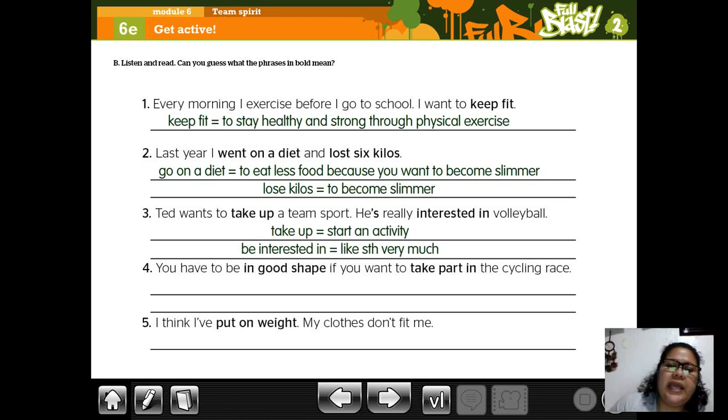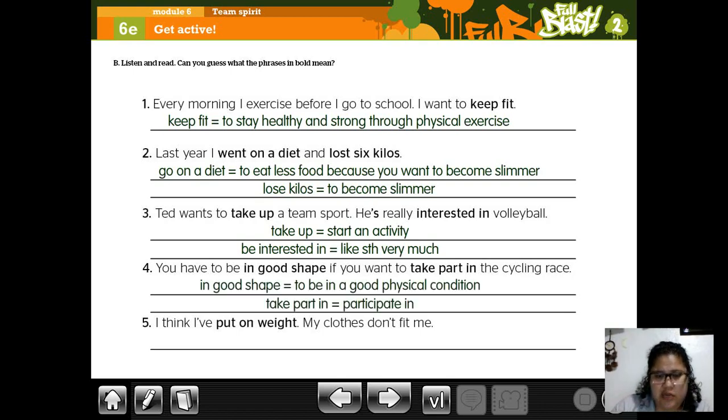Number four, you have to be in good shape if you want to take part in the cycling race. Be in good shape. Como dijimos anteriormente, like be fit, have a good condition, right? If you want to take part, you want to participate in a good shape. And number five, I think I have put on weight. My clothes don't fit me. Subir de peso, put on weight, right? Get a little bit farther, which a lot of people get in lately.